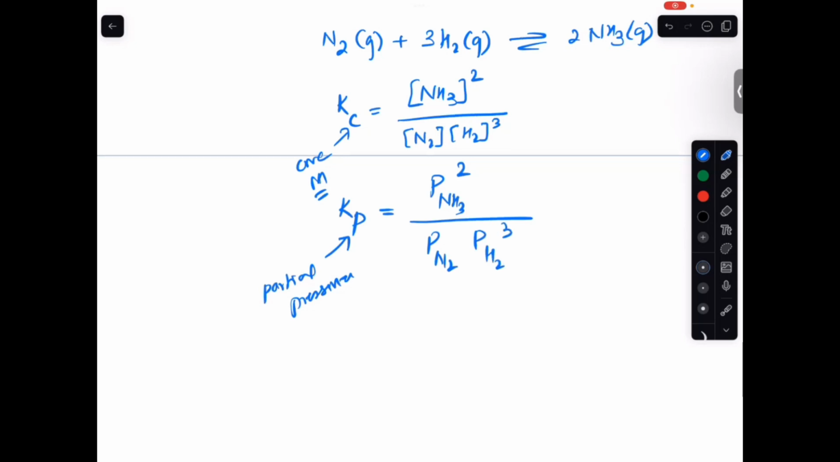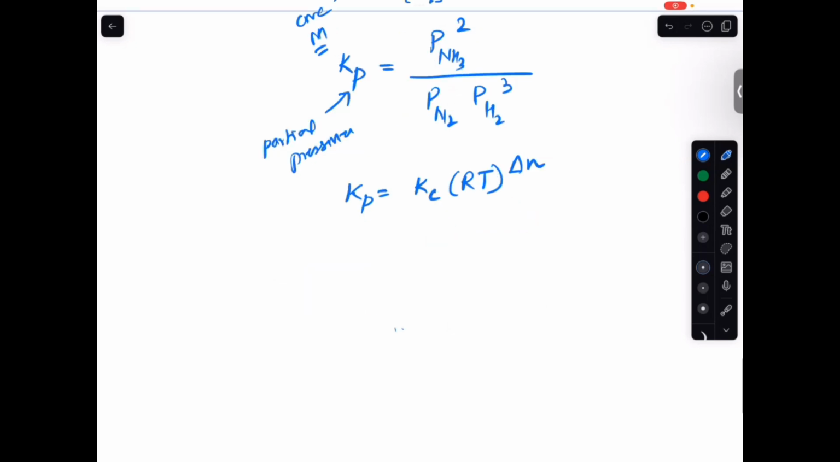So then the question is, how are Kc and Kp related? You can relate Kp and Kc by writing Kp is equal to Kc times RT raised to the delta N, or change in number of moles. Okay. So R is 0.08206 liter atmosphere per mole per Kelvin. And T is the temperature in Kelvin.